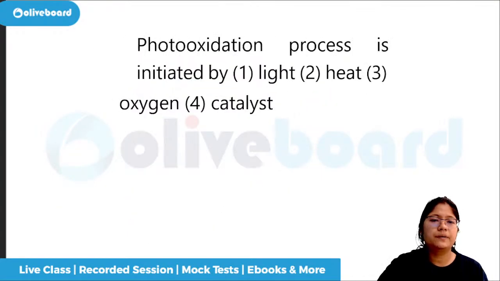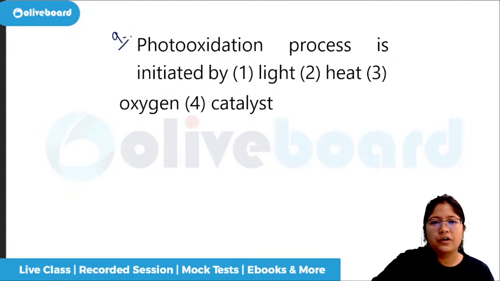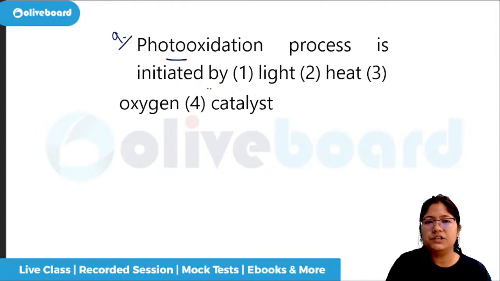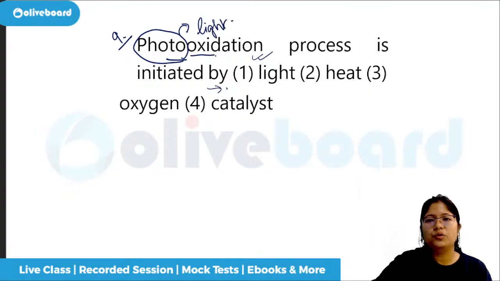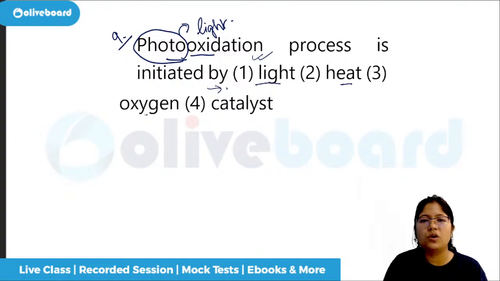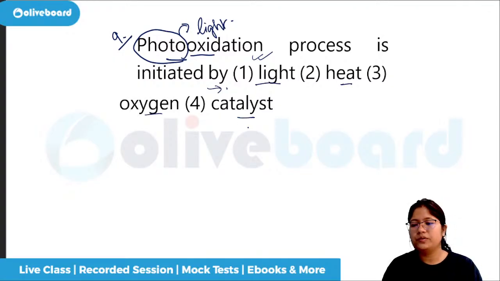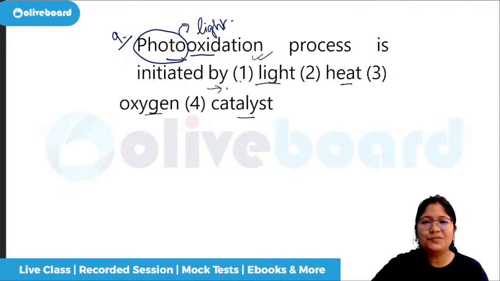Next question number 9. Photooxidation process is initiated by. Who initiates the photooxidation process? What is the meaning of photon? From photon, we get the term photo, and we can refer it to light. So photooxidation process is initiated by whom? Is it by light, heat, oxygen, or catalyst? What will be the correct answer? As the name itself indicates, photooxidation will be because of the light. All right.